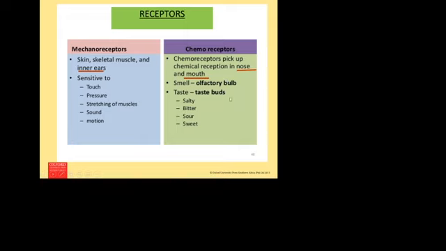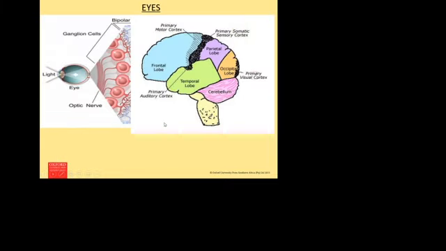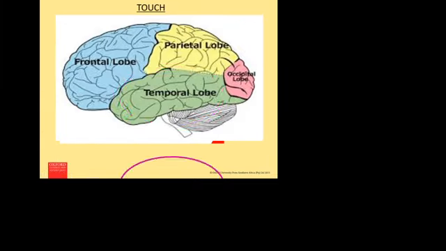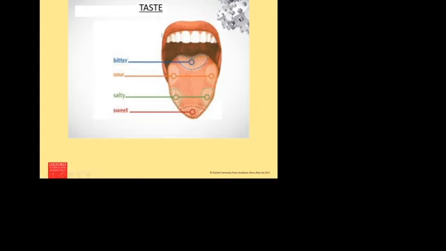Taste buds, we have taste buds at different places on our tongue. We have salty, bitter, sour, and sweet, as you can see later. In this photo we have different taste buds where we can detect differences in taste.